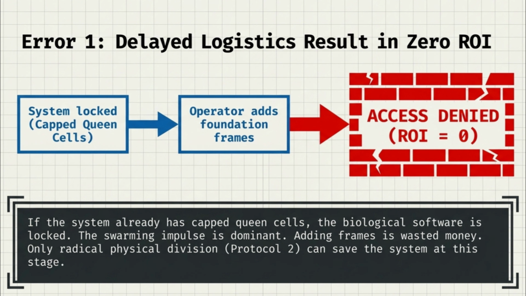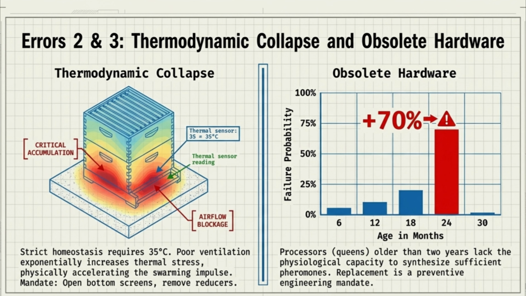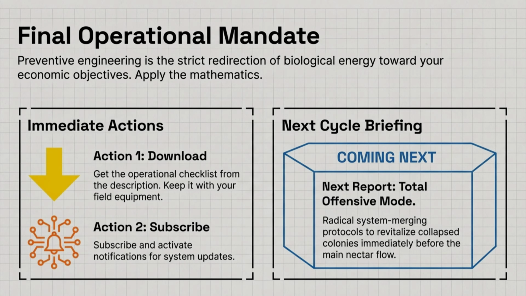In the next episode of this series, we move into total offensive mode. We will cover radical system merging protocols. You will learn the surgical methodology for revitalizing collapsed colonies and recovering lost workforce immediately before the main nectar flow.